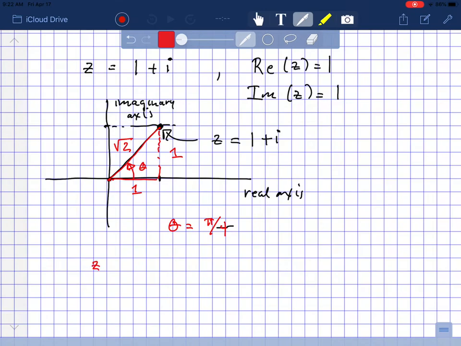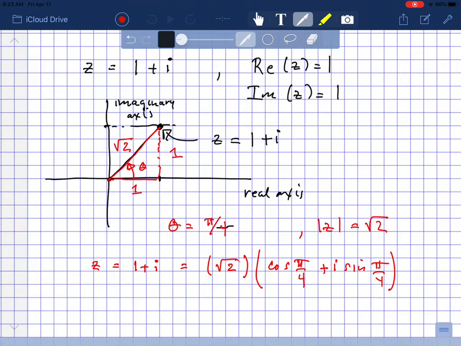Okay, so I can write z equal to 1 plus I in polar form. As a polar representation of the complex number z, I can write this as the square root of 2, which is the modulus of z, times the cosine of pi over 4 plus I times the sine of pi over 4. Now, is this the only polar representation of the complex number z? The answer to that is no.